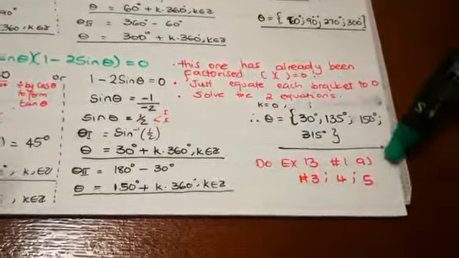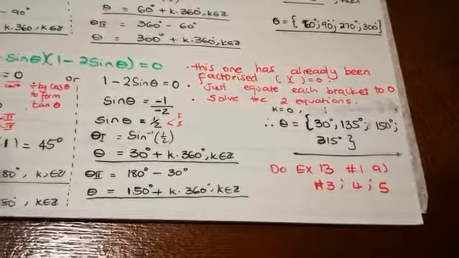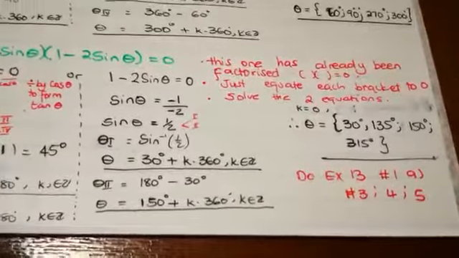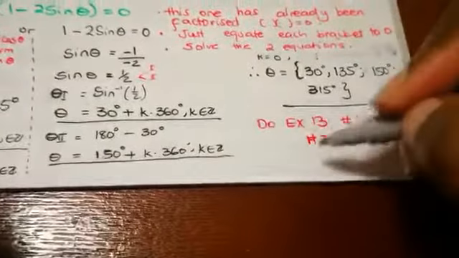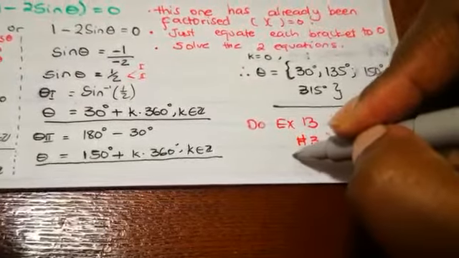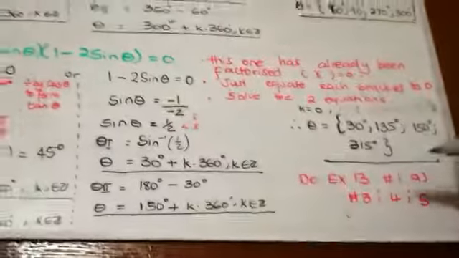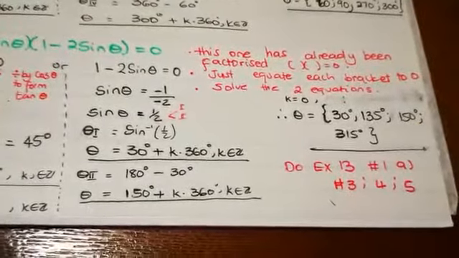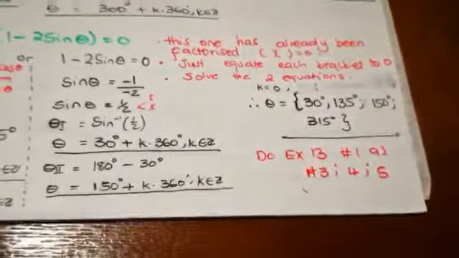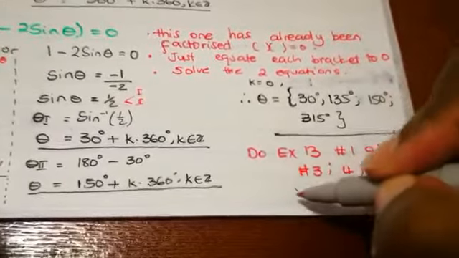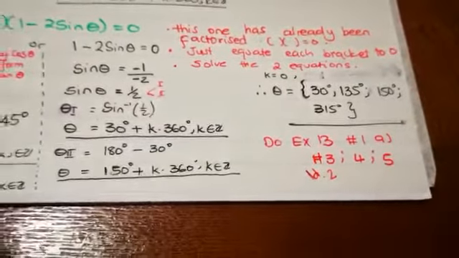Please do exercise 13, number 1A, and numbers 3, 4, and 5. For number 3, you can use identity number 2, the one for sine. You'll see where you've got a square. So here use the identity. My pen is on strike. You can use identity number 2. Okay, thank you.